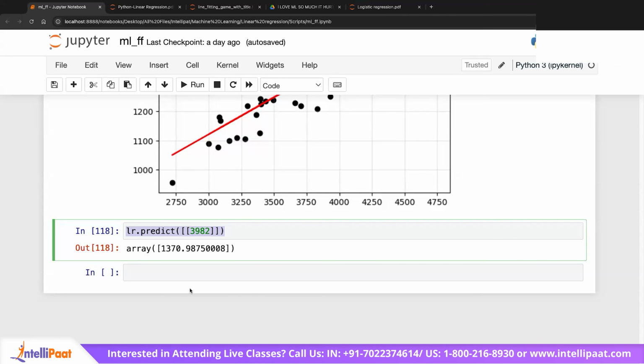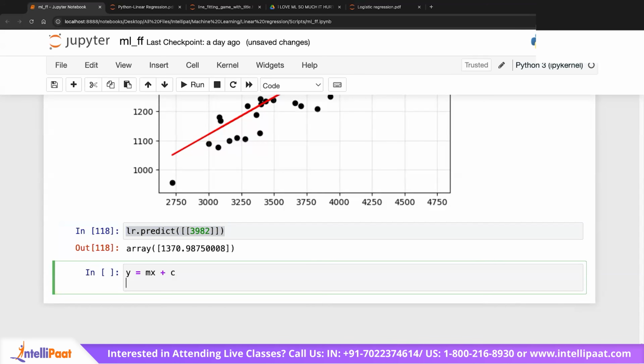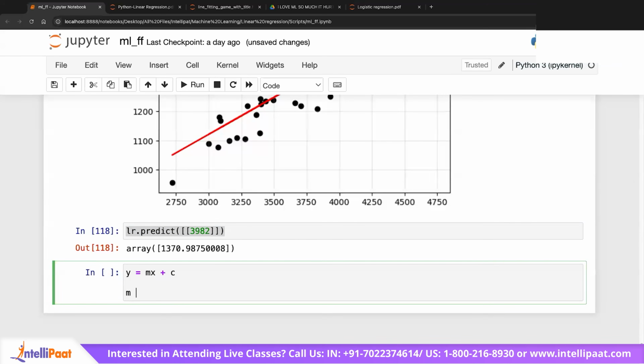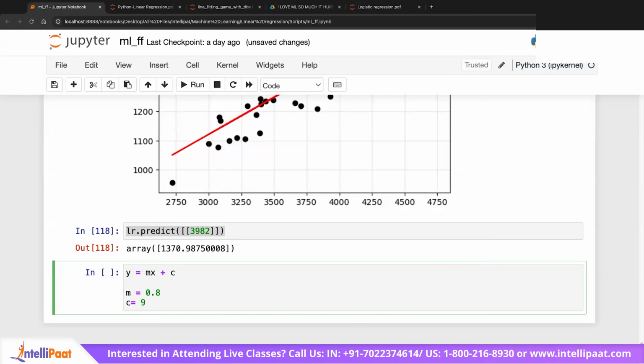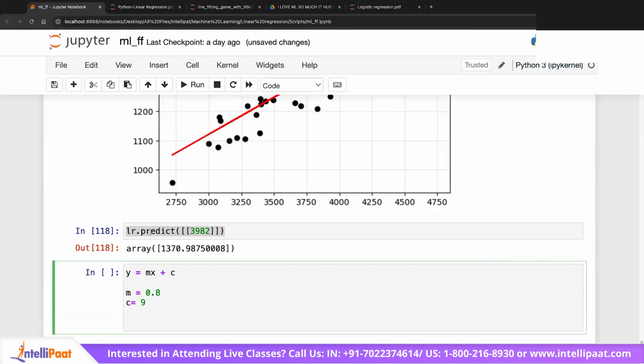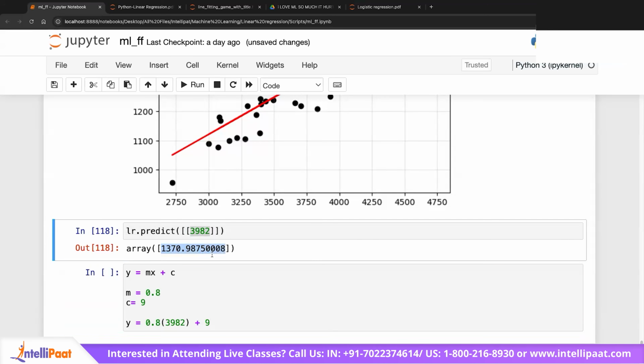Can you explain about lr.predict? Okay. Y is equal to mx plus c is the equation of the line. Agree? Some value of m must be calculated, like 0.8. Some value of c must be calculated, like 9. So lr.predict does nothing but compute the actual value of y as 0.8 into what is the size of the head we took, 3982, plus some value of c, 9. That's why the answer came up to be 1370.